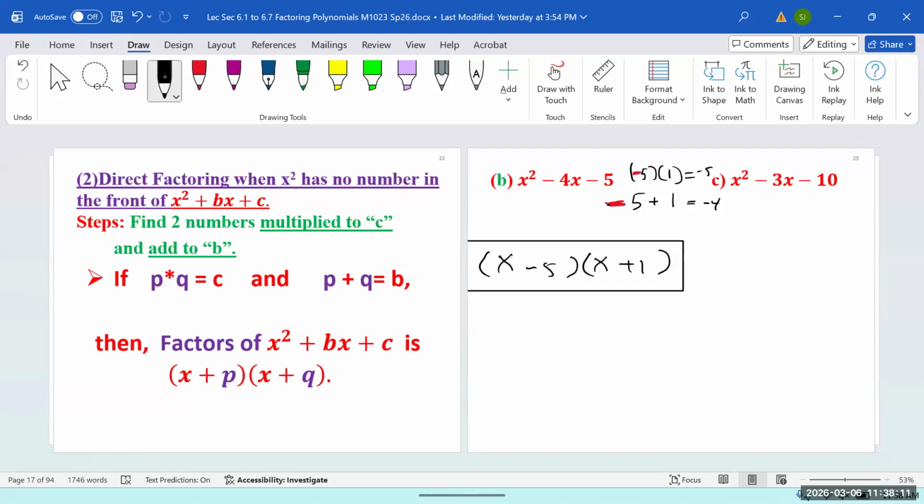I should also mention something: the biggest factor always gets the middle sign. That's the trick. Whatever the middle sign is, the bigger factor you find has to have the same sign. So between 5 and 1, 5 is bigger, so 5 has to be negative because our middle sign is negative.